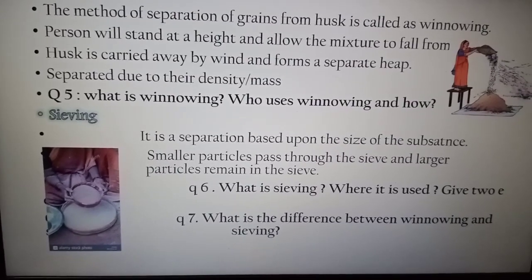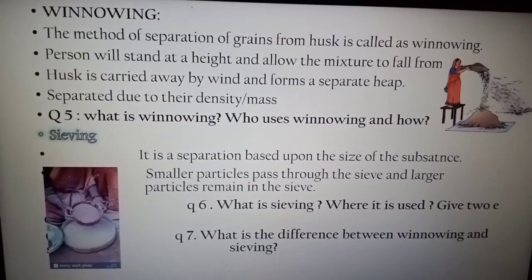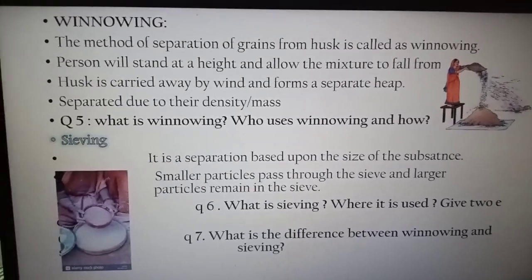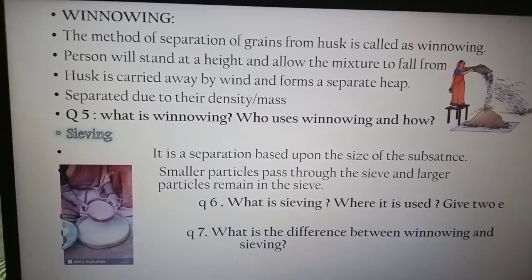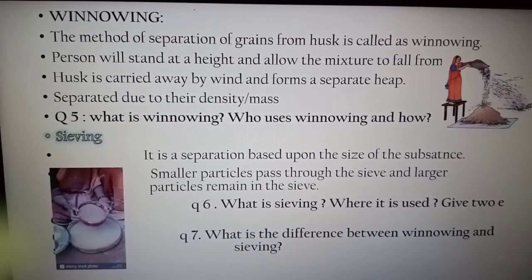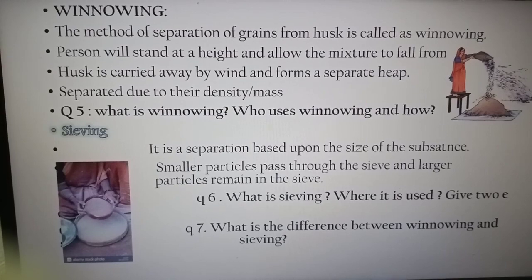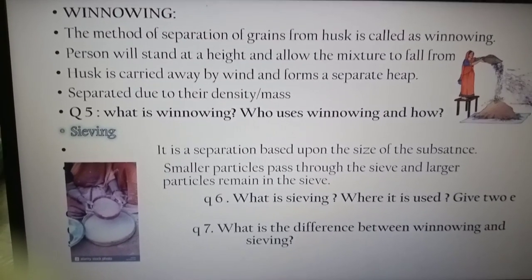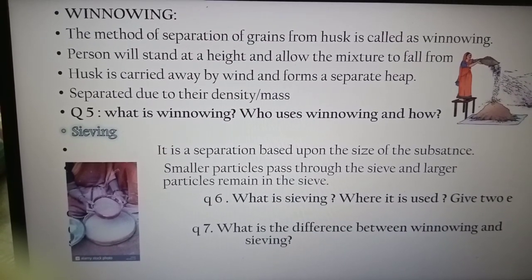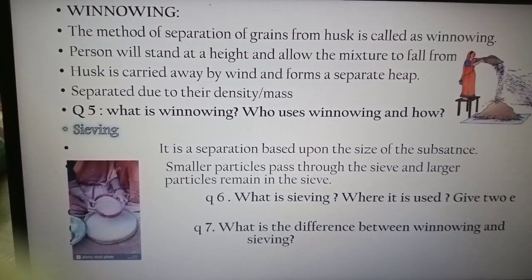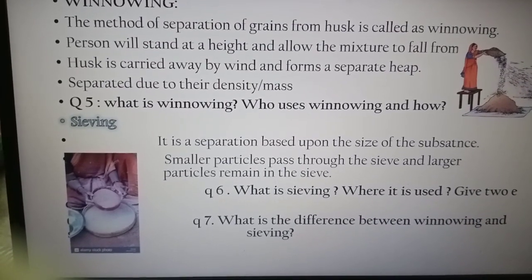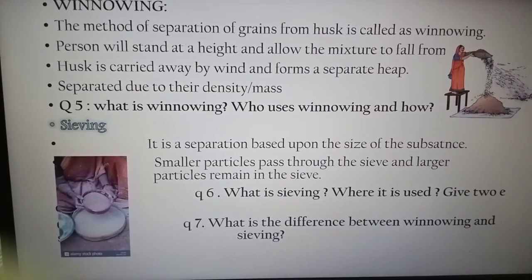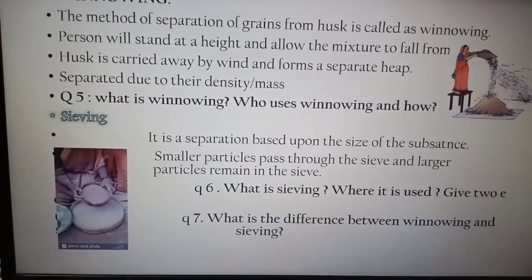So next is, what is the difference between winnowing and sieving? If anybody asks you the difference between two processes of separation, first you write the definition of each process. So first, what is winnowing? Winnowing is a process of separation of grains from the husk. What is sieving? It is a separation based upon size of a substance. Then you can write the principle. Winnowing is based on the principle that two components are separated due to their mass, and sieving is based on the principle that two substances are separated based upon their size. So this is the difference between winnowing and sieving.